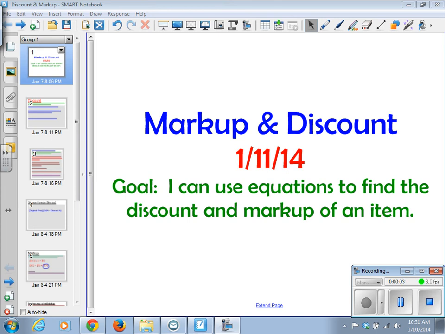Today our lesson is over markup and discount, and we're going to use equations to find the discount and markup for an item. We have learned discount and markup so far this year. We learned it using the proportion method. However, we're going to use equations to help us today, and a shortcut method that might help us do these problems a little bit quicker and easier. We will begin with discount.